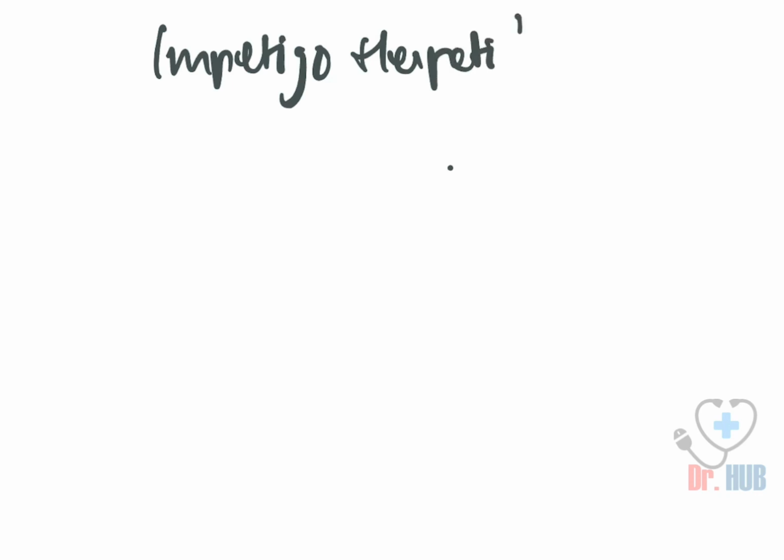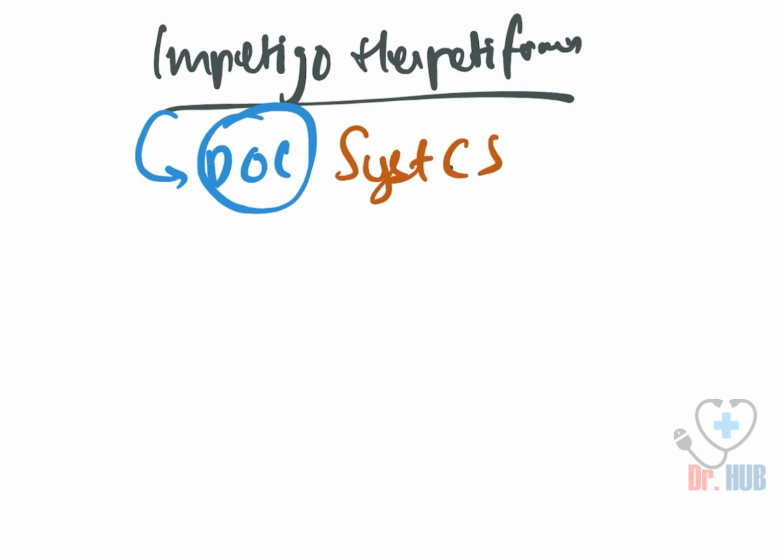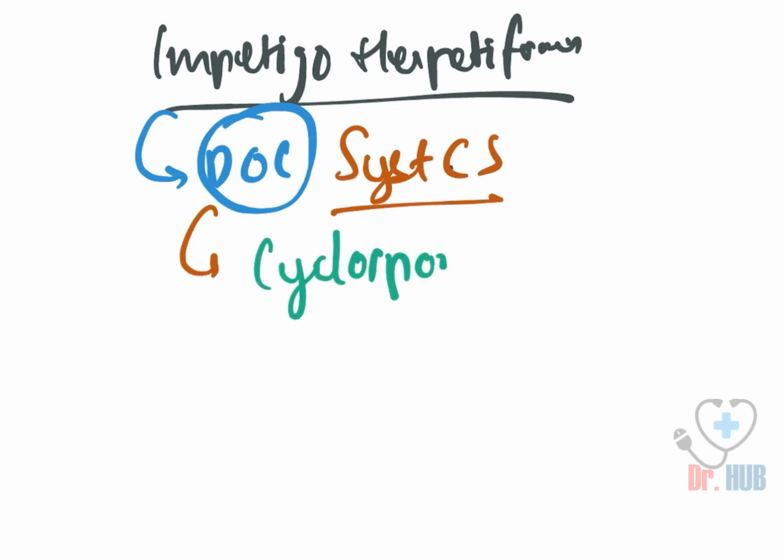Then we move on to the other type, that is impetigo herpetiformis. Here the DOC, that is the drug of choice, is systemic CS, that is corticosteroids. Next one is cyclosporin.